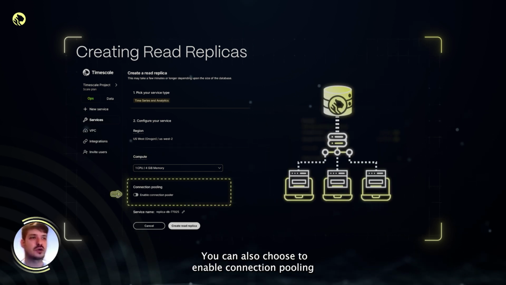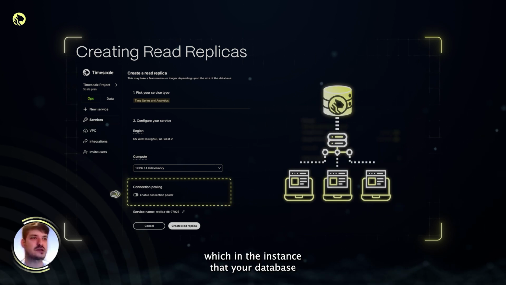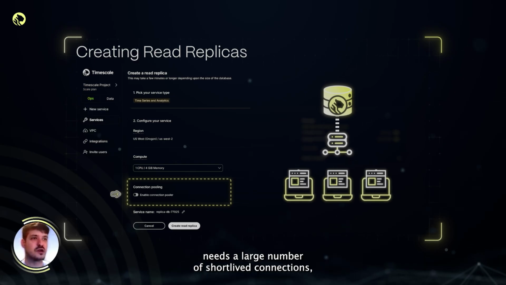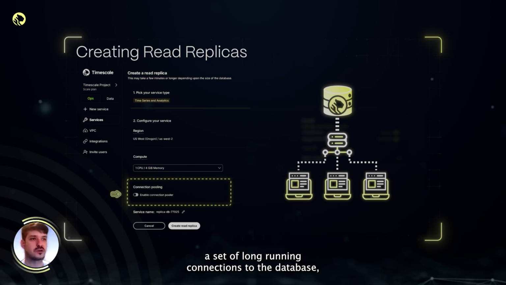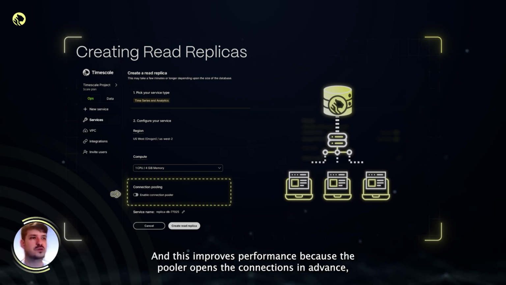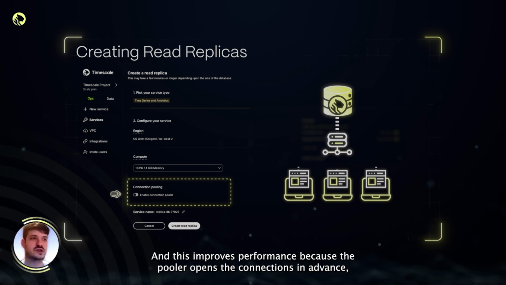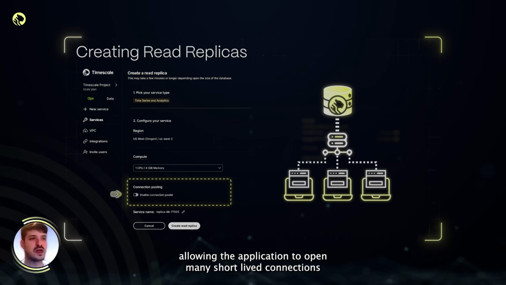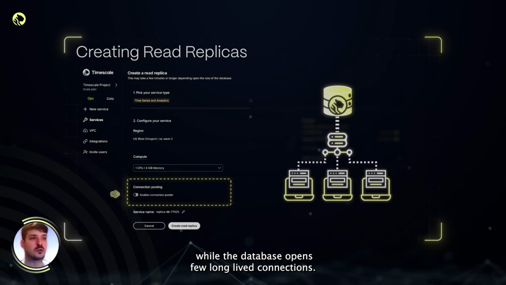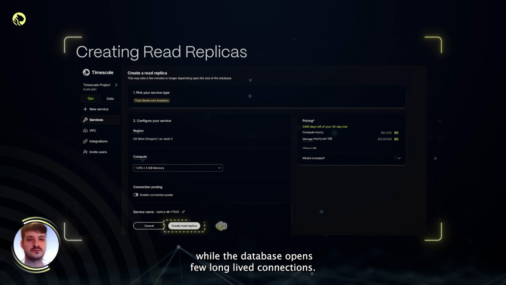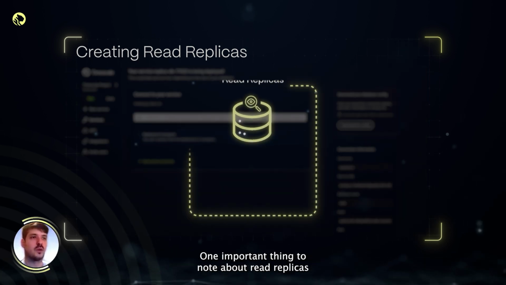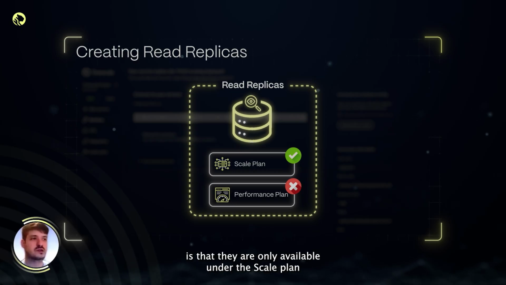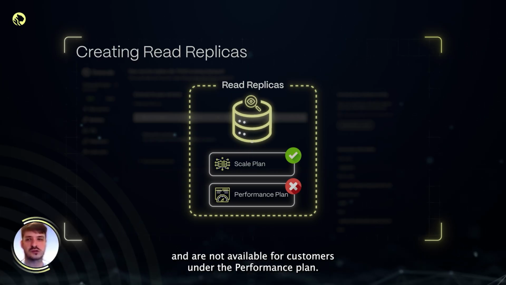You can also choose to enable connection pooling, which in the instance that your database needs a large number of short-lived connections, can help to increase performance. The connection pooler works by maintaining a set of long-running connections to the database, and this improves performance because the pooler opens the connections in advance, allowing the application to open many short-lived connections while the database opens few long-lived connections. After clicking Create Read Replica, it will be created after a short wait. One important thing to note about read replicas is that they are only available under the Scale plan and are not available for customers under the Performance plan.